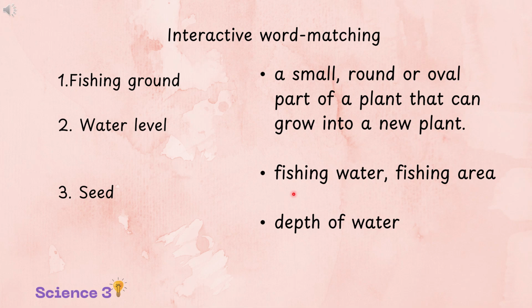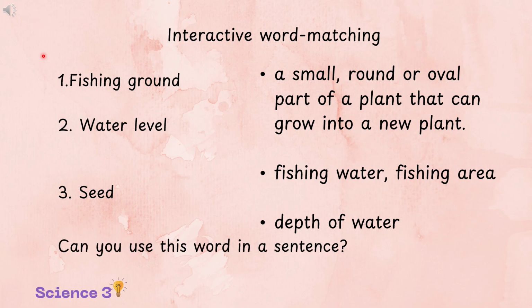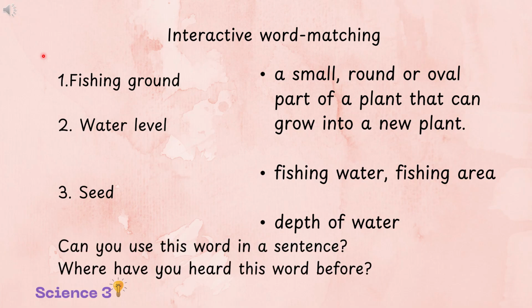Next, fishing water, fishing area. Next, depth of water. Which do you think is the correct answer for number 1, or the meaning of fishing ground? Very good, kids! Fishing ground is the fishing water or fishing area.